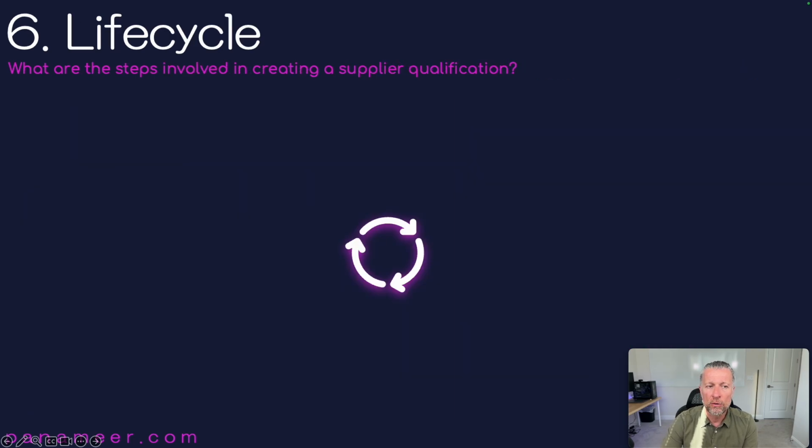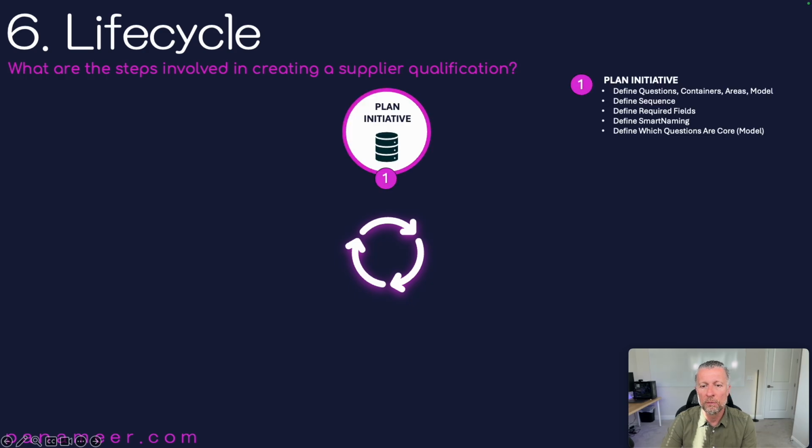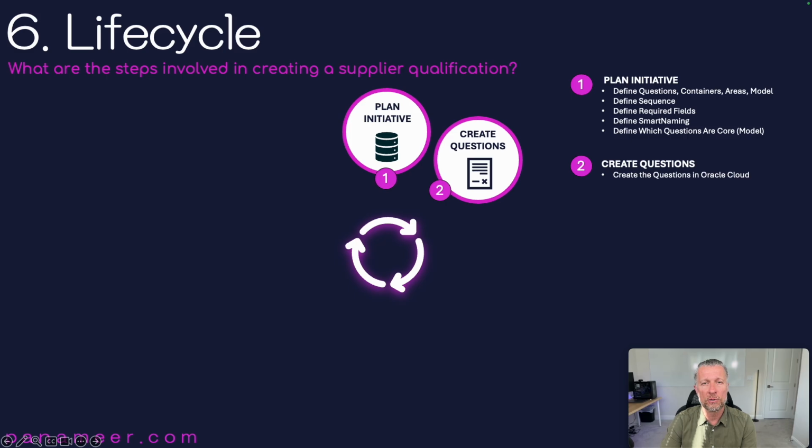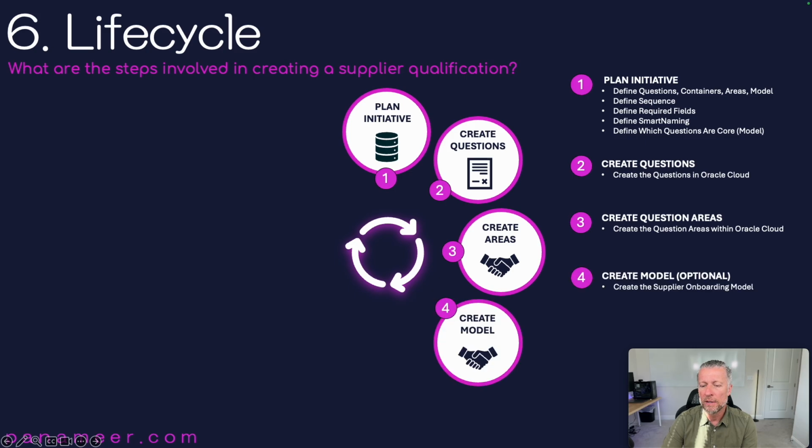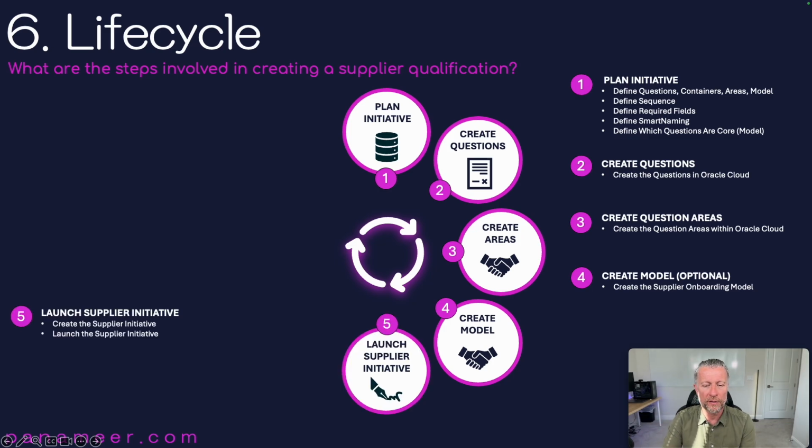Okay, lastly, what are the steps involved in creating a supplier qualification? Well, first you would plan the initiative, as you saw on the spreadsheet. Second, you would create the questions that are going to go on that initiative. Then you would create the qualification areas. Then you may or may not create a qualification model. Again, Linos, our ally, will explain this more when he goes into detail. You can find that course on Panameer.com. But you may create a model, particularly for your core qualifications.